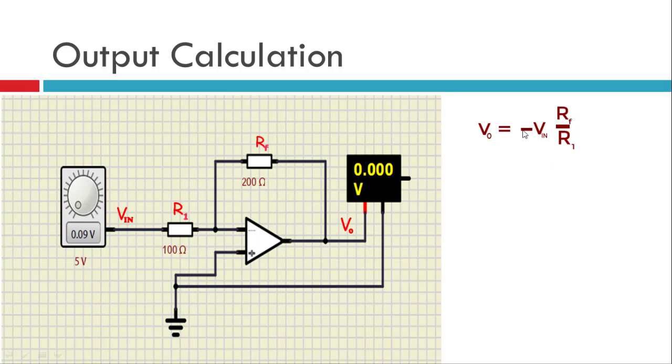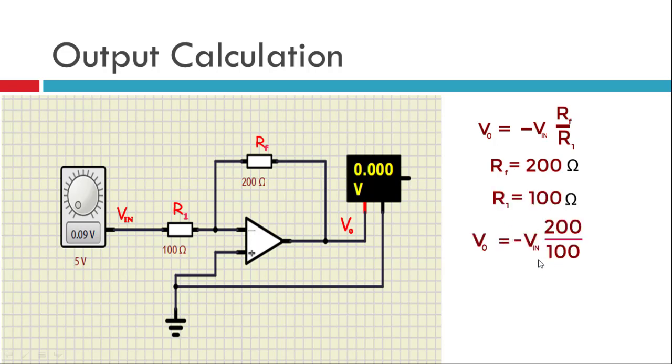The minus sign is there because this is an inverting amplifier. The reason it is an inverting amplifier is that the output is always out of phase with the input. So whatever input we are giving, the output is out of phase, and therefore we get this negative sign. RF in our case is 200 ohms and R1 is 100 ohms. So we put in the values and we get V0 equal to minus 2 times VIN. So whatever input we give, it is doubled with a negative sign.